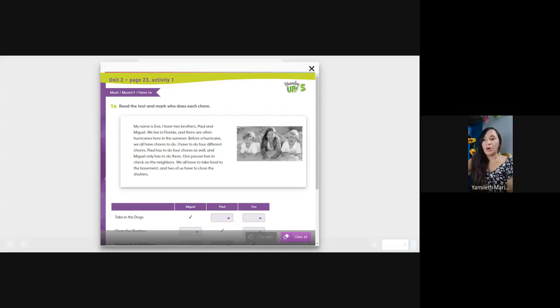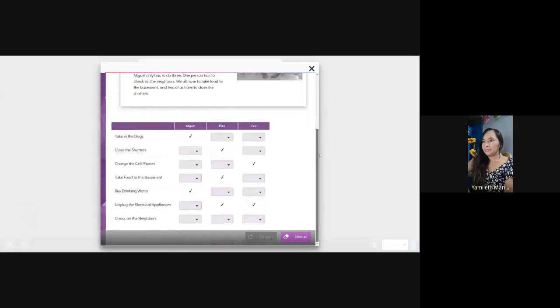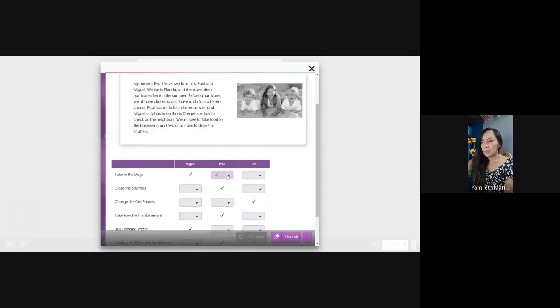One person has to check on the neighbors. We all have to take food to the basement. And two of us have to close the shutters. Well, this is the text. Now we have in here the activity. Take in the dogs. Who? Paul or Eva? What do you think? Paul or Eva? Taking the dogs. What do you think? We are going to choose Paul.